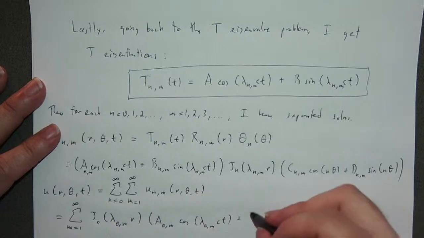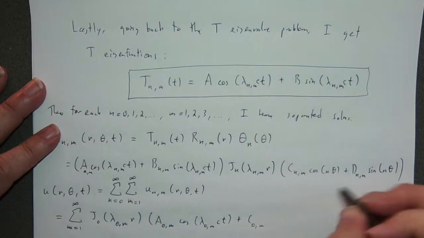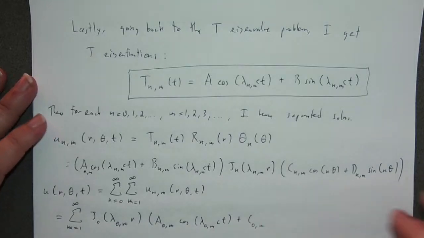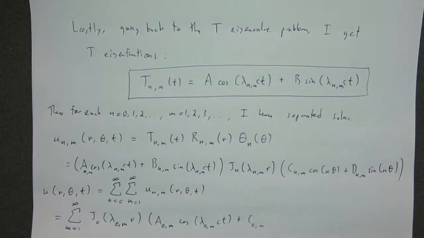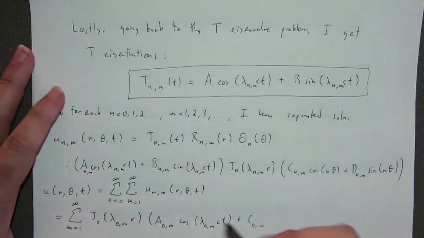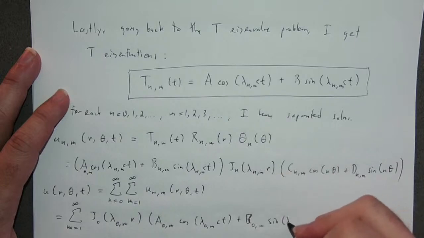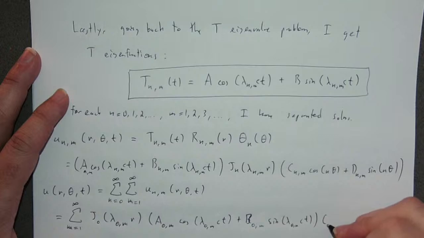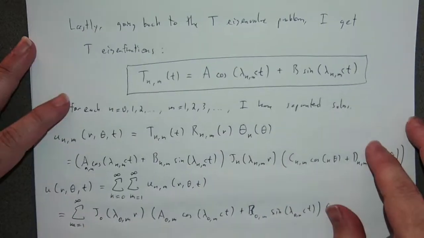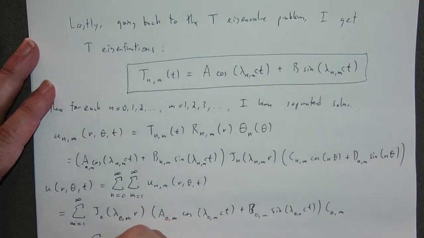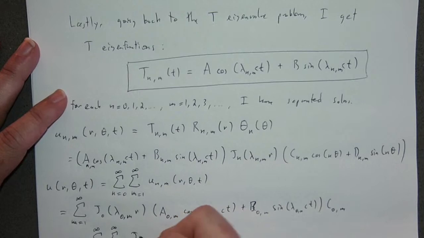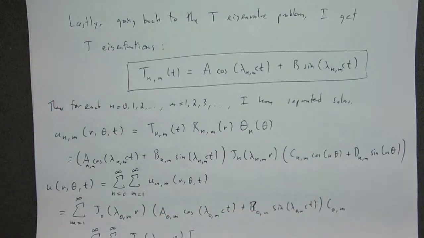plus c of 0 m times, well, let me see here. So I can write this like this: b of 0 n sine lambda 0 m ct times c of 0 m, right, plus the double sum from 1 to infinity from both of these of everything that's left, right? So the Bessel functions times this double product here, right?